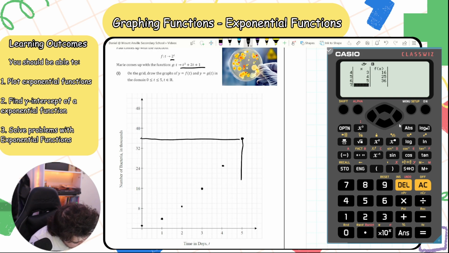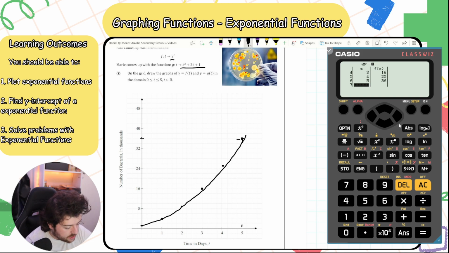I'm blind as a bat. Yeah, there it is. Right. There you go. There is Marie's prediction. Sorry, that was rubbish.